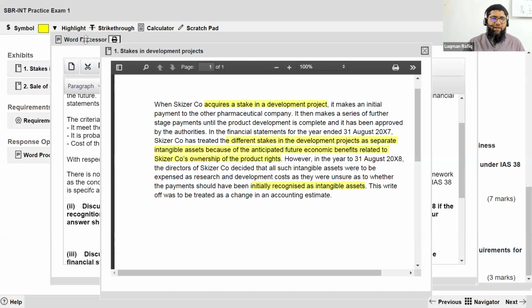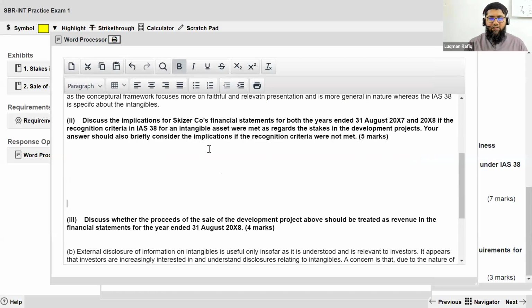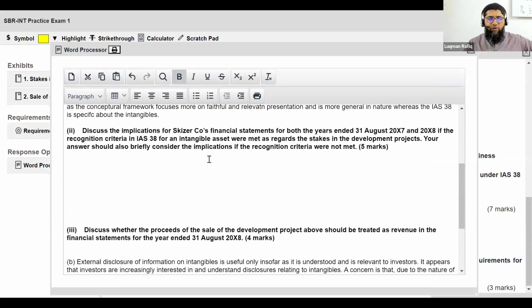Okay. See, what happens is that it says discuss the implications for Skizer for both the years ended so and so if recognition criteria were met as regards the stakes in the development projects. Your answer should also consider the implications if the recognition criteria were not met. So what do you have to do? You have to basically talk about if the recognition criteria was met, what to do. If the recognition criteria was not met, what not to do.